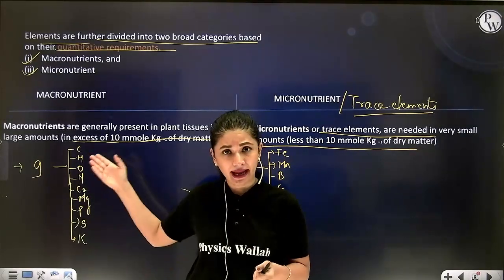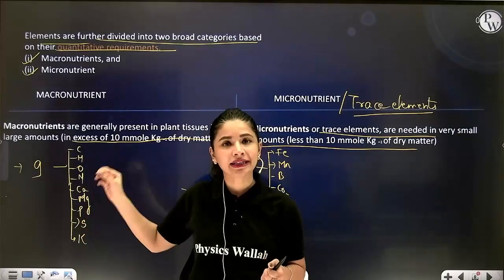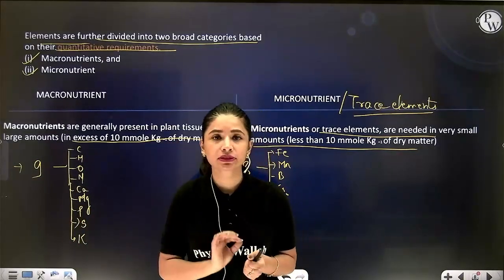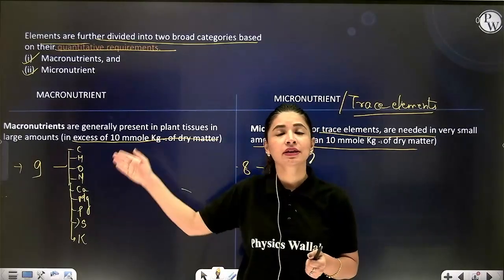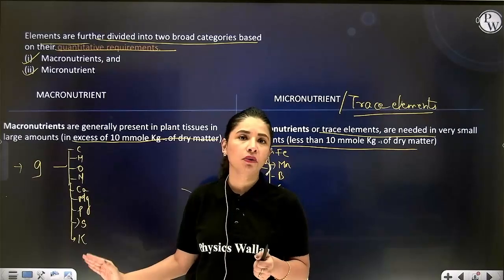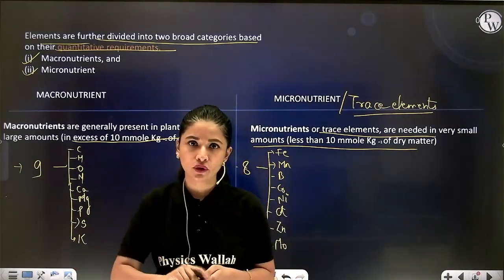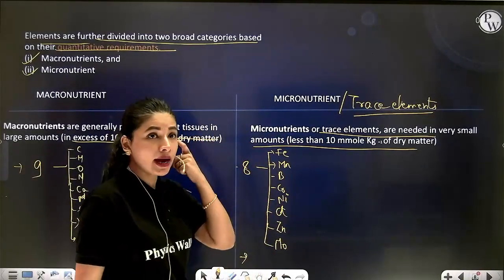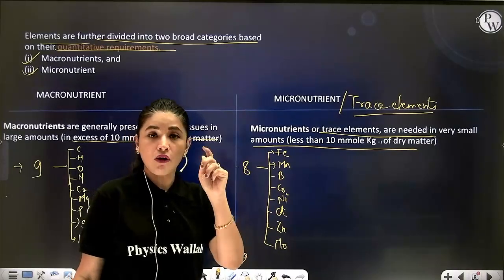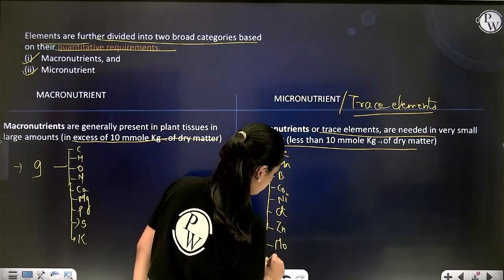So will carbon ever become excess in the plant body? Will carbon anytime show toxicity symptoms in the plant body? No, because these are macronutrients and they are always required in excess. Clear? Yes or no? So let's write this point. The point says micronutrients are always required in a specific amount.